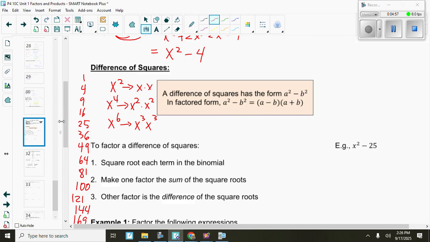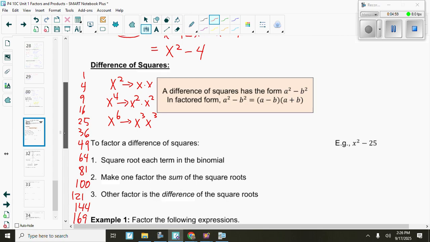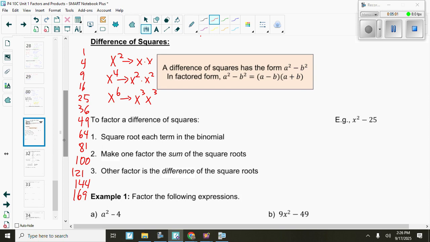All right. So let's take a look at this. So we see x squared. Even exponent, we're like, yes, this is a perfect square. 25, is that one of my perfect squares? Yep, absolutely. And is there a minus sign in between? Yes, there is.